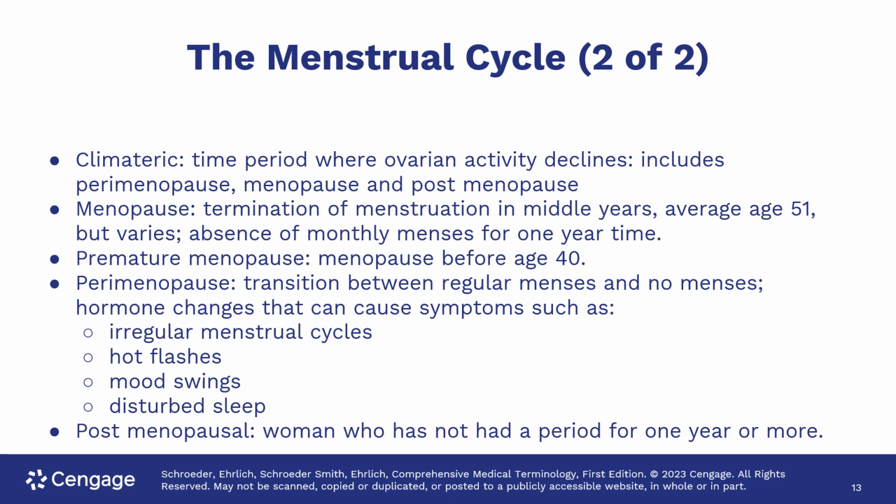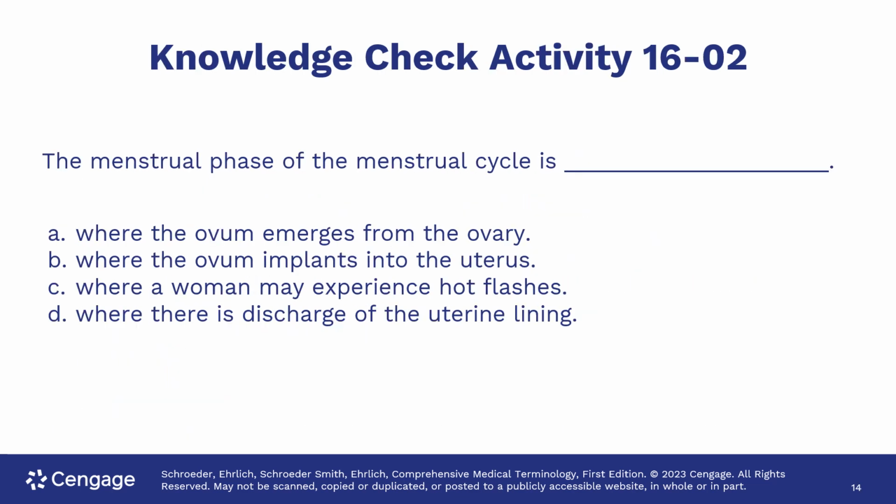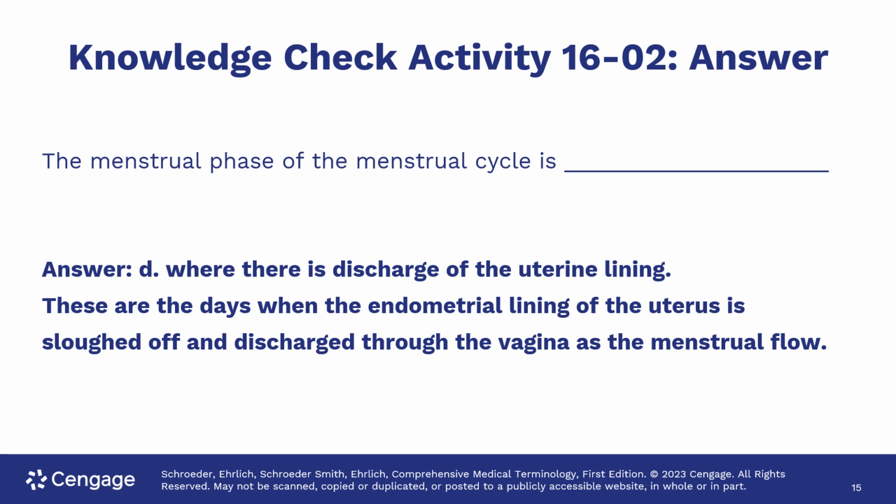Climacteric is where the ovaries start to wind down as the egg supply does. This includes the time around menopause: peri, menopause, and post, after menopause. What is the menstrual phase? Bleeding, when you're on your menses or period.